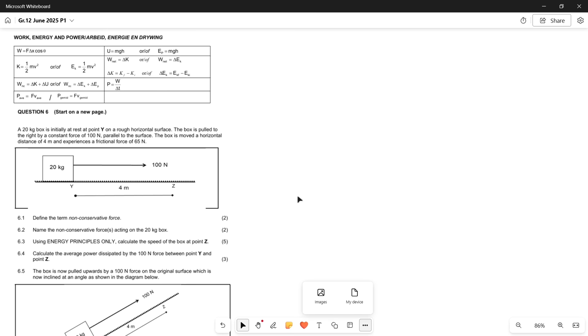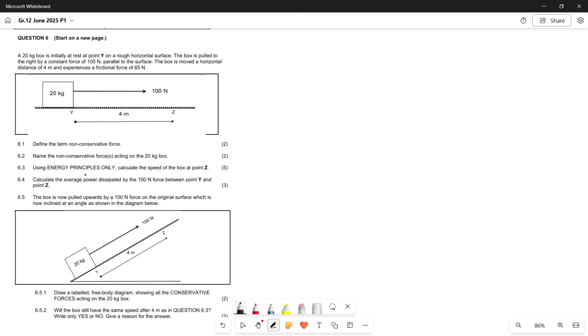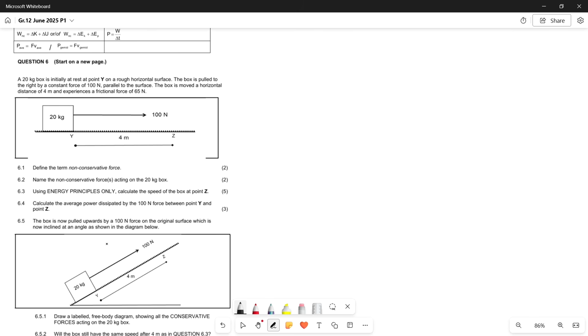Cool. So if work, energy, and power is getting a bit confusing, we're about to break down question 6, where we're going to clarify some things like the difference between non-conservative and conservative forces, how to use energy principles, as well as calculating power, and then drawing and interpreting some free body diagrams. So let's jump right in.